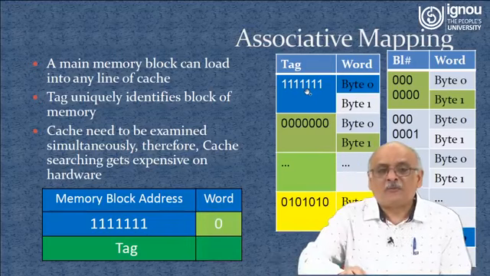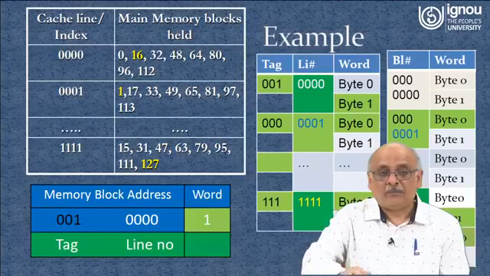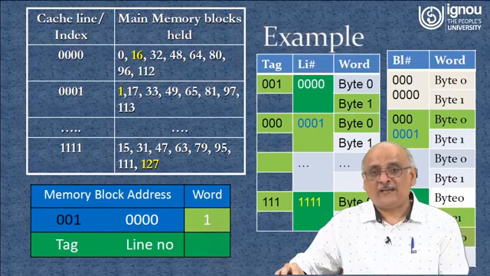Now what am I talking about? Well, look at this particular mapping. The mapping problem here is very, very simple. Suppose I want to access memory location 16. The memory location 16 is going to be this block, followed by byte 1, followed by byte 0.